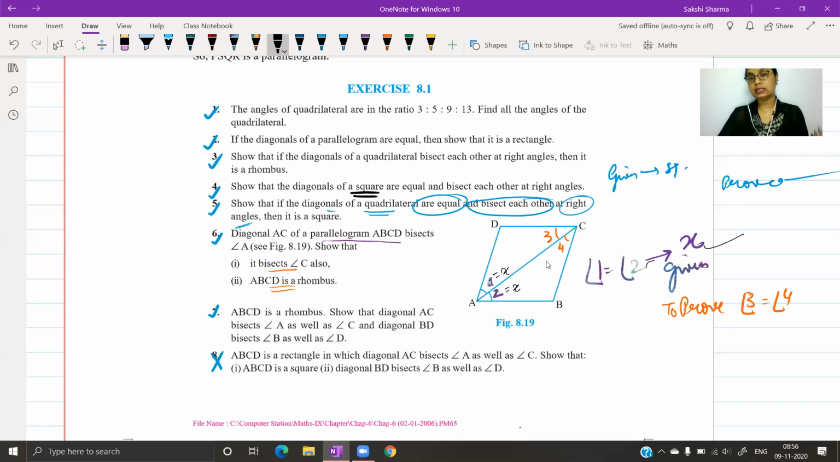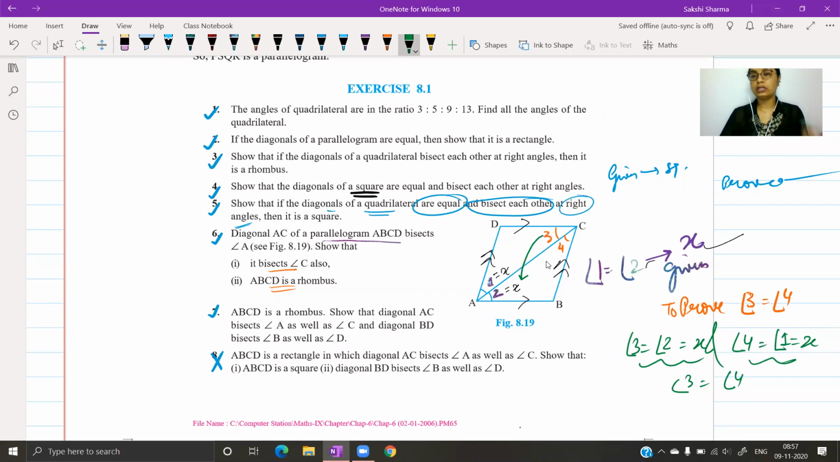Since this is a parallelogram, opposite sides will be parallel and the diagonal acts as a transversal. So when the diagonal acts as a transversal, the alternate interior angles will be equal. So angle 3 will be equal to angle 2, it will have the value x, and angle 4 will be equal to angle 1, its value will also be x. Hence you can conclude that angle 3 is equal to angle 4. They have the same value. So angle C is also bisected.